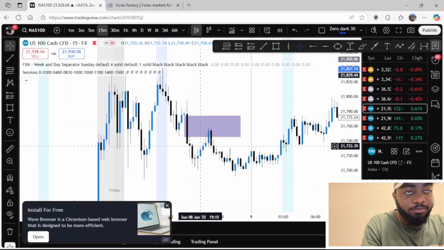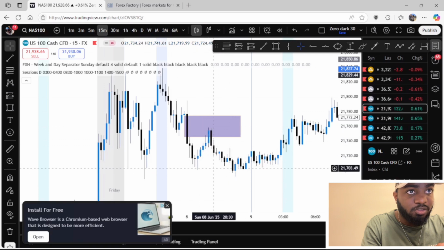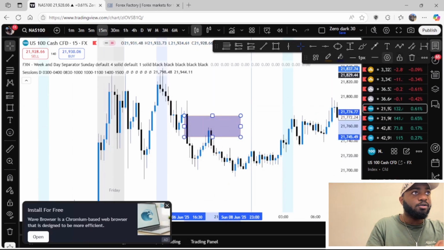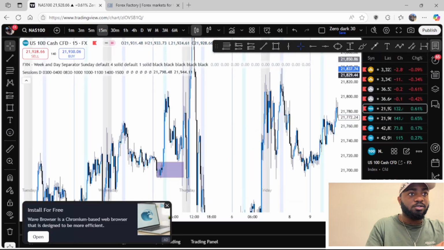Here, price comes in, fills it, taps, bounces off, takes out sell side liquidity. All right, so that there is a fair value gap. When we talk about fair value gaps, that's what people are talking about.